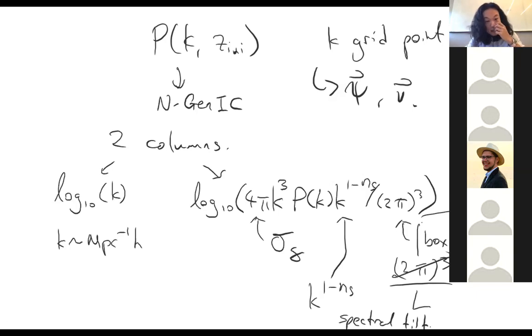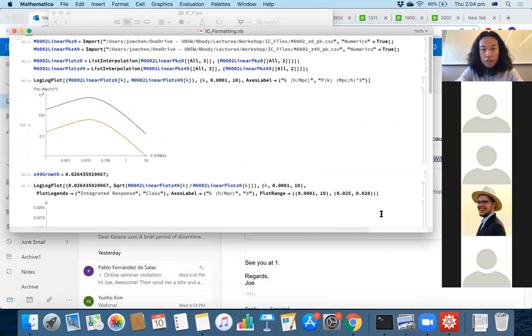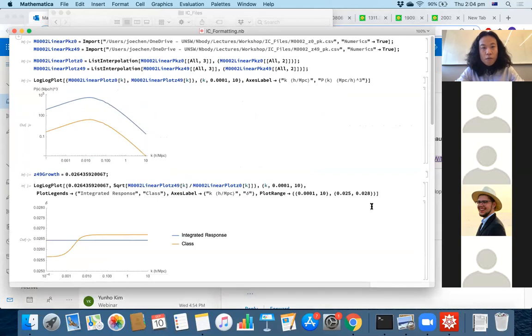So in the zip file I sent, there is a Mathematica notebook in the IC files folder. That notebook basically does exactly this for you. So I might just share my screen and we can have a look. So here, I'll share this screen. Okay, so yeah, this is the Mathematica notebook, IC formatting.